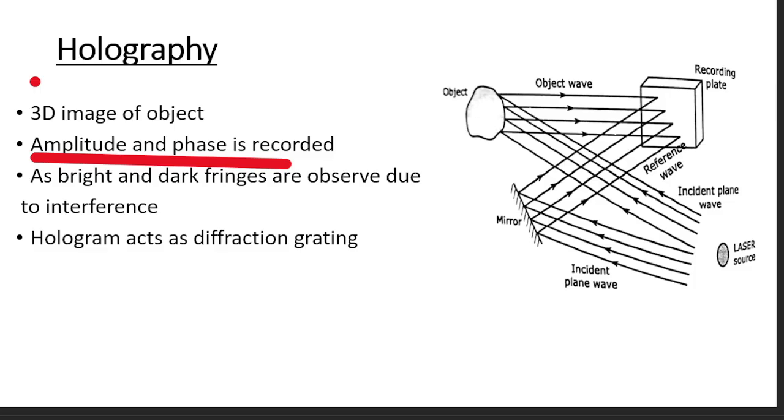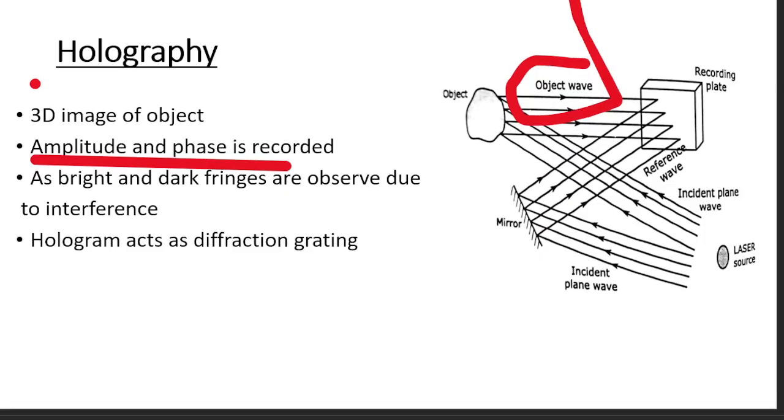The second part is the incident plane wave on the mirror, and we get a second reference wave at the recording plate. So this object wave and this reference wave will interfere with each other. That means they will superimpose with each other and produce the interference pattern. And this interference pattern gives us a 3D image of our object. So this hologram acts as a diffraction grating.